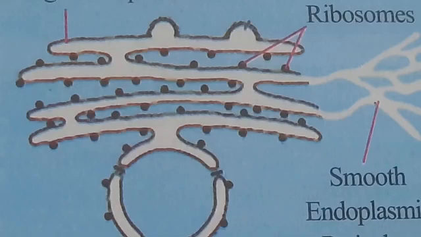One is free ribosomes. Second one is attached ribosomes. Free ribosomes are present freely in the cytoplasm. Attached ribosomes are on the surface of rough endoplasmic reticulum. Ribosomes are the site of protein synthesis. Okay, understand now? What is next?